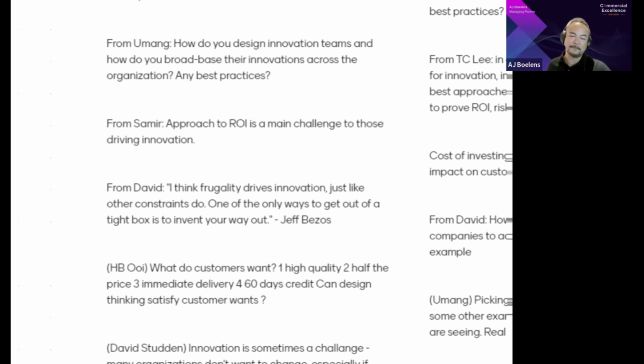So it's a point well taken. HB Ui was making a point here. What do customers want? One, high quality. Two, half the price. Three, immediate delivery. Four, 60-day credit. Can design thinking satisfy customer wants?